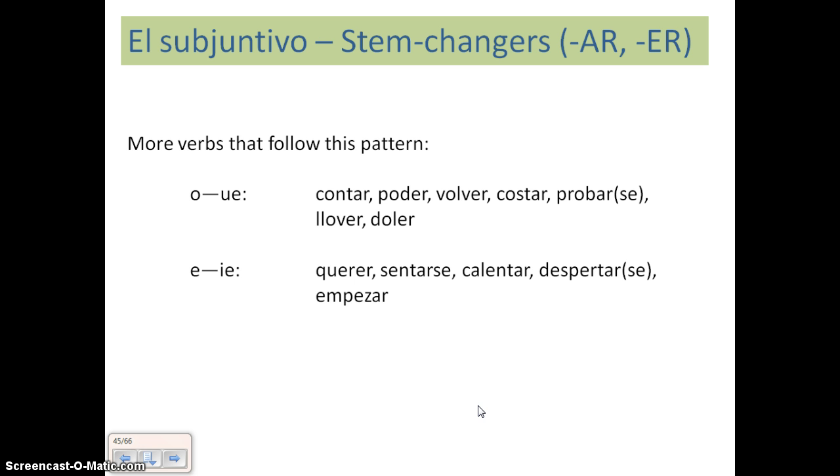Now some more verbs that follow this pattern are some O to UE, such as contar, to count, poder, to be able, volver, to return, costar, to cost, probar, to try or to try on, llover, to rain, doler, to hurt. Some E to IE, such as querer, to want, sentarse, to sit down. You don't want to confuse this one with sentir, which is to feel. Calentar, to heat up. Despertar or despertarse, to wake up. Empezar, to begin. Notice this is also a ZAR verb.